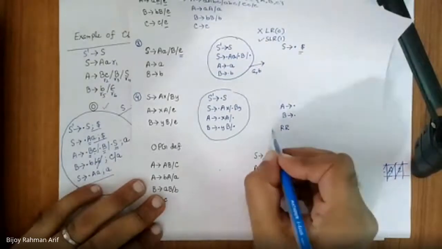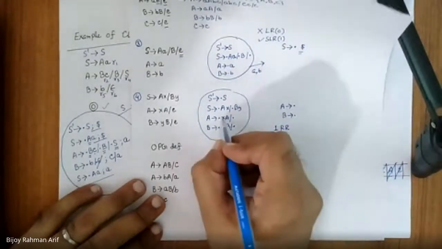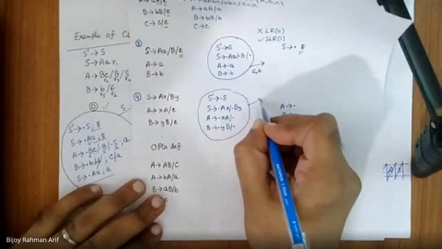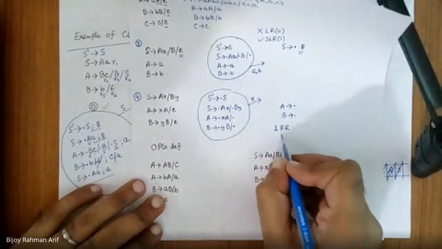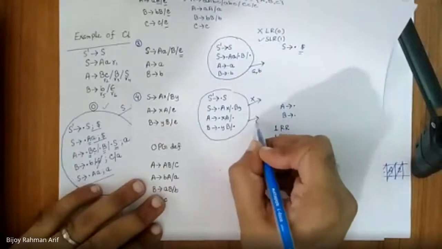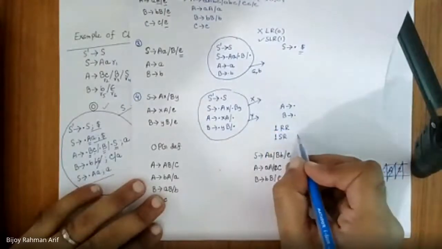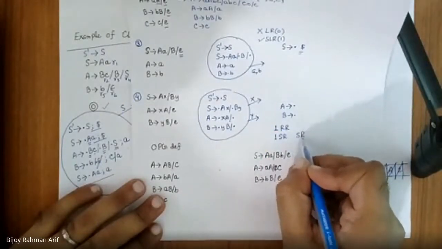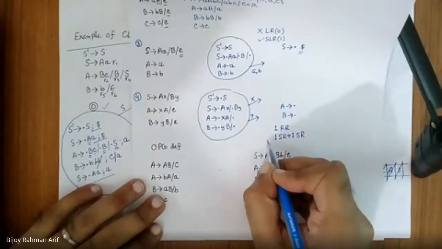One RR conflict. Then it has a shift on X. So definitely there is an SR conflict. And there is a shift on Y. Definitely there is another SR conflict. In total, there should be 3 conflicts.